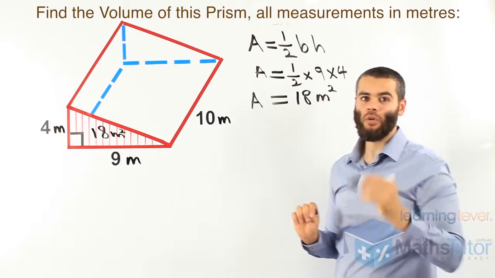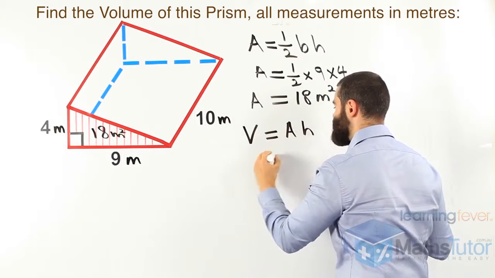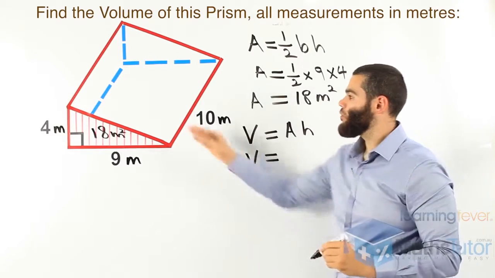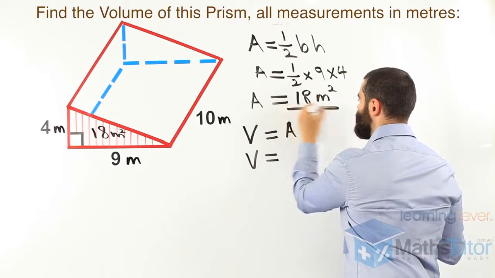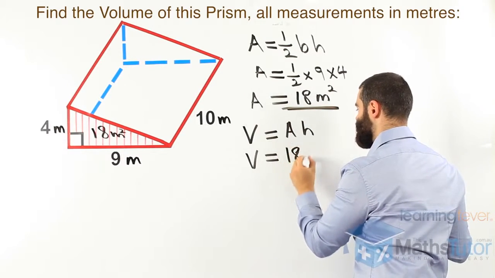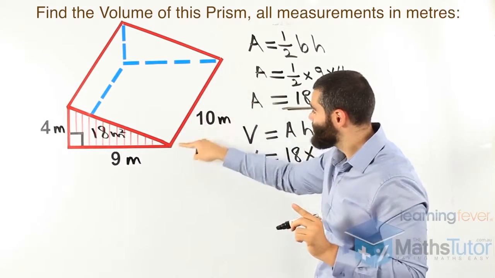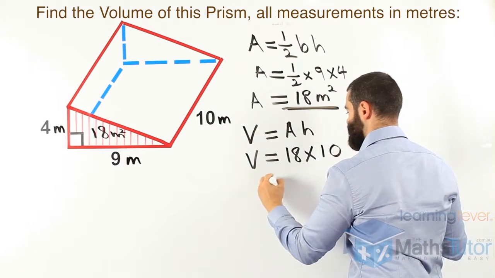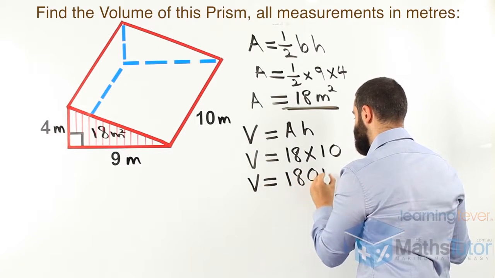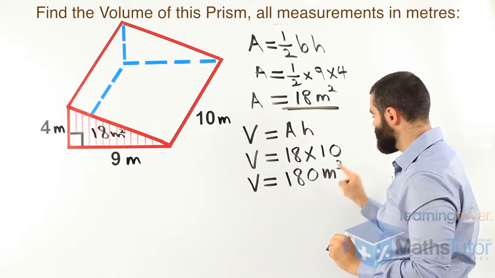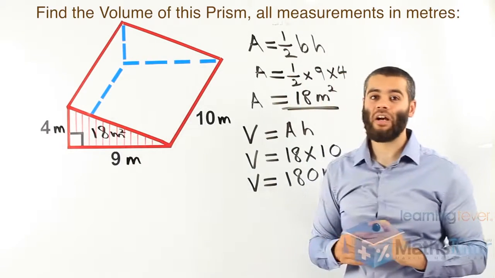Now we can find the volume. We found the area, so we can now use the volume formula, V equals AH. We want to work out the volume of this whole triangular prism. A is the area of the cross-section, 18, times the height. Which height? The height of the prism, which is 10. 18 times 10 is 180 cubic meters. We found the volume. The volume is cubic: 180 cubic meters fit inside this triangular prism.